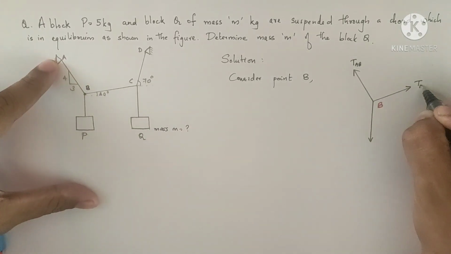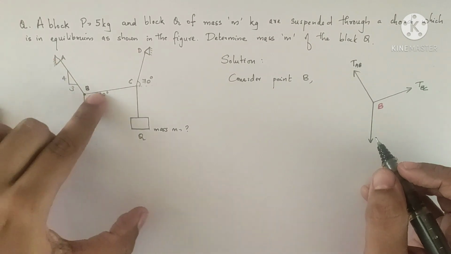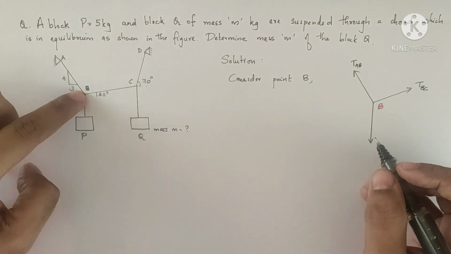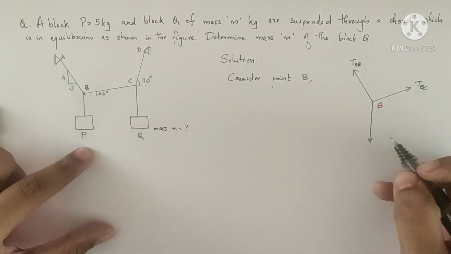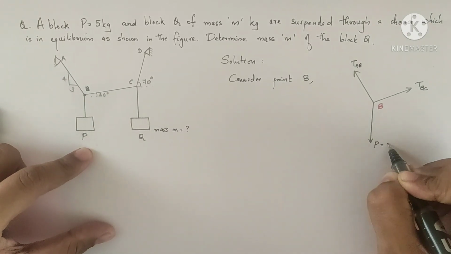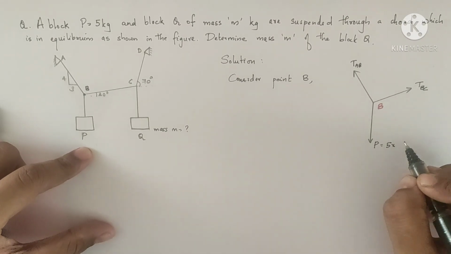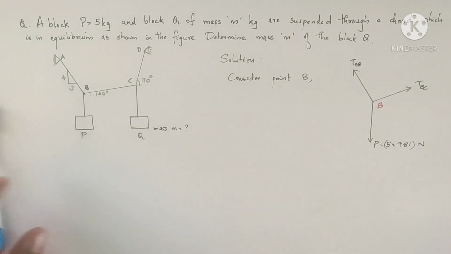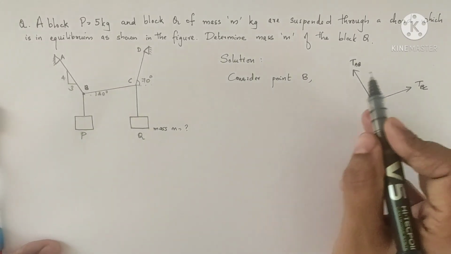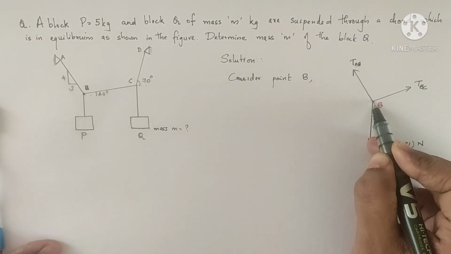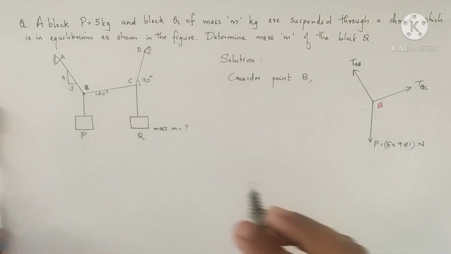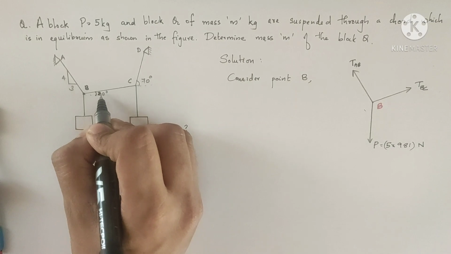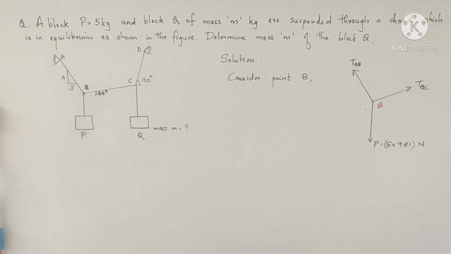TBC is the tension acting in the cord BC. And we have a weight acting downwards. We have a block P suspended downwards, so it has a weight of P equal to 5 into 9.81 Newton. So now we have three forces acting at the point B. We can find the angle between these forces also. In this figure, 30 degrees is given, so we can find the remaining angles here.